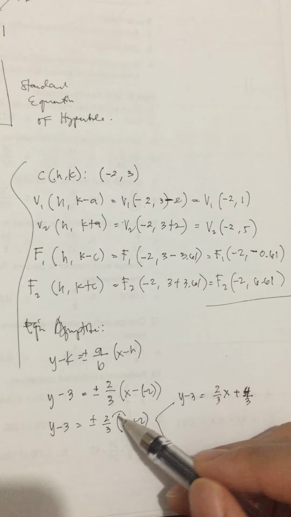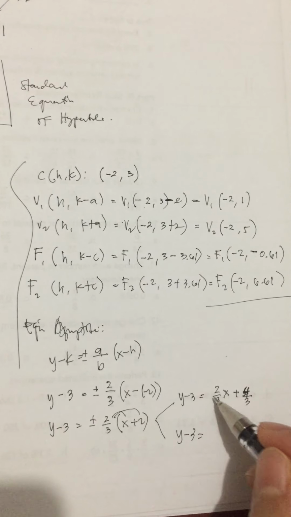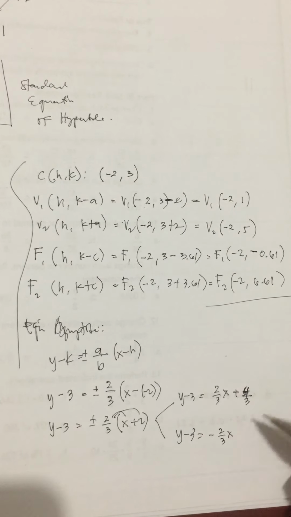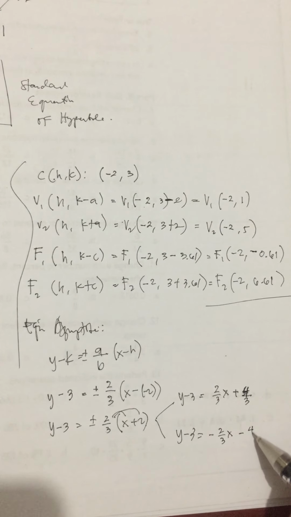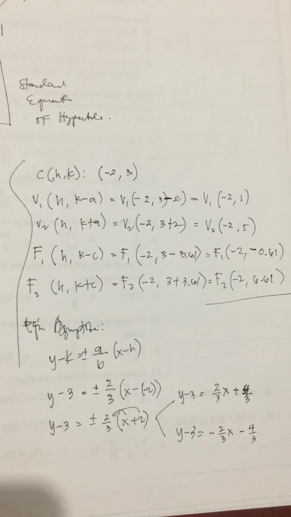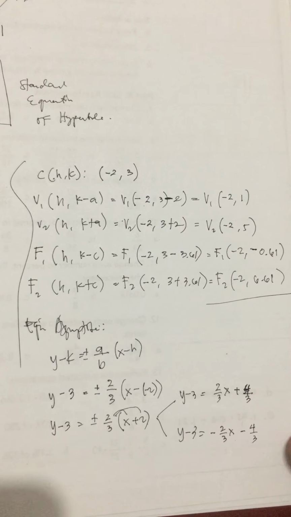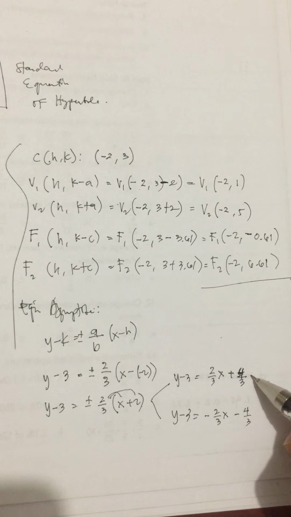Okay, distribute nyo na lang diretso. Sunod, ang pangalawang equation would be, dahil positive ito, the other one would be a negative 2/3 x plus negative 4/3. Okay? So, positive 2/3 and negative 2/3, negative 4/3. Then, after yan, simplify. Okay? Kaya, paano natin i-simplify?